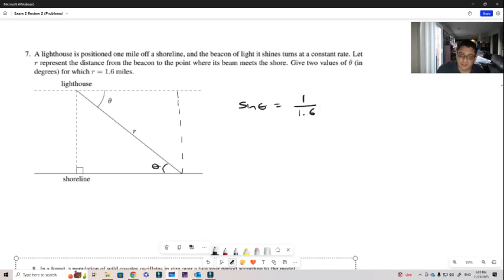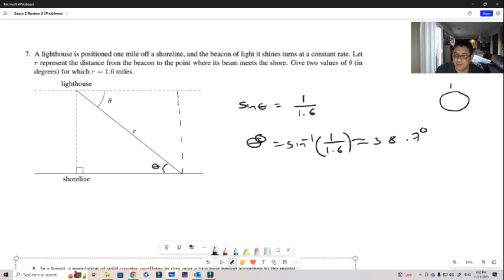Now if we do then theta is sine to the minus 1 of 1 over 1.6, then we're going to get that this is 38.7 degrees. And this is an angle that is the first reference value. Remember, we have sine of theta equals a particular positive value. Then in the unit circle, that means that we're having values here on the top. So that means that I'm going to have one angle here on the first quadrant, which is what I got here, and a second angle here on the second quadrant.